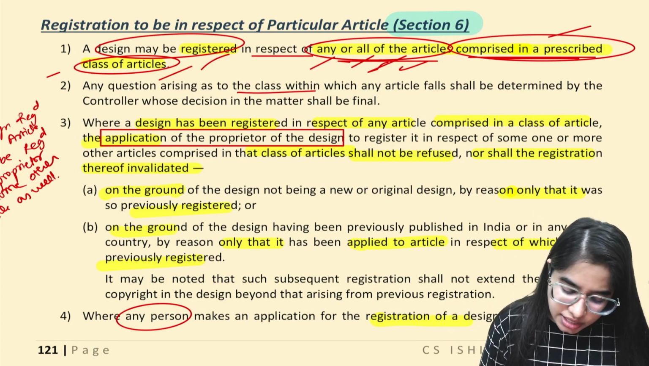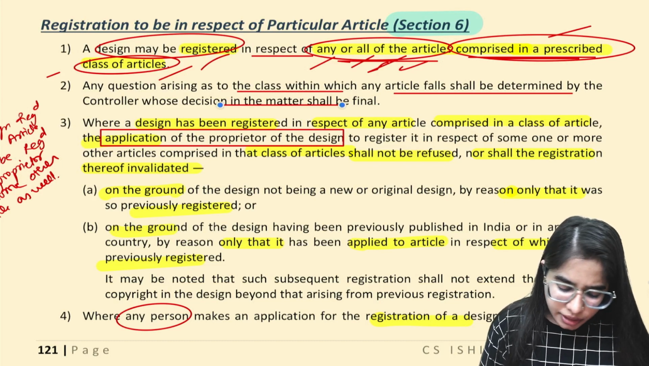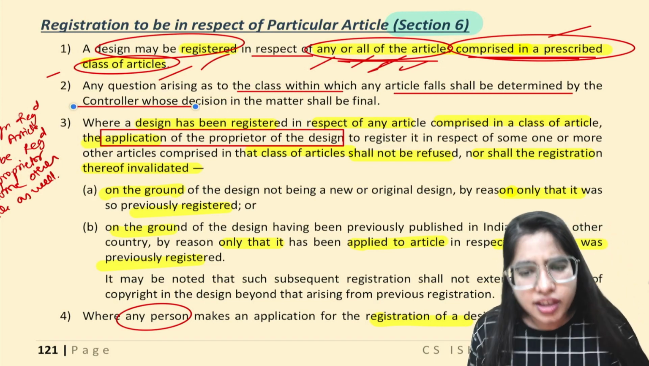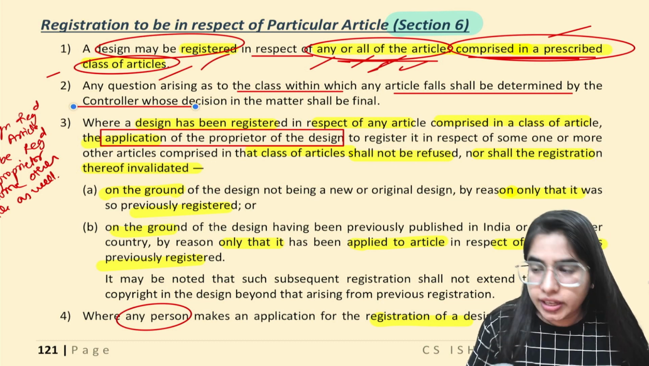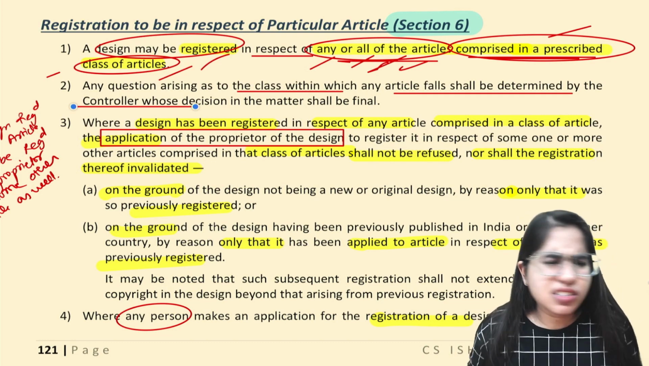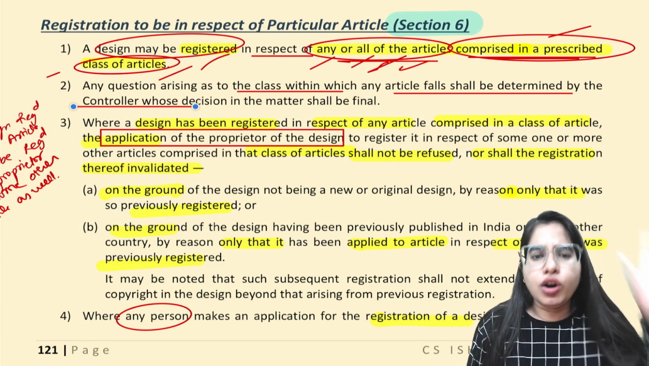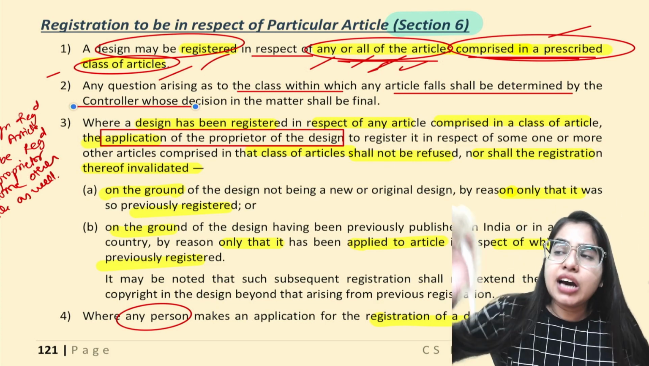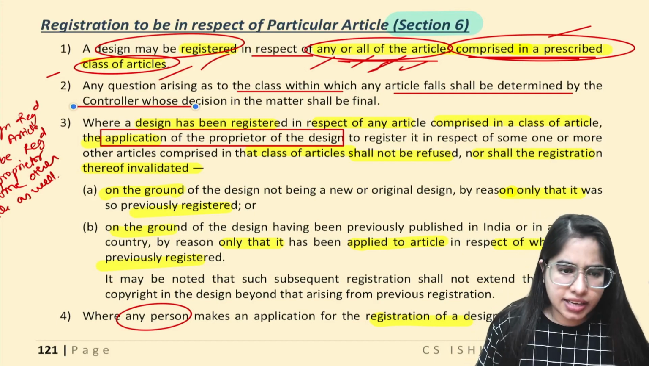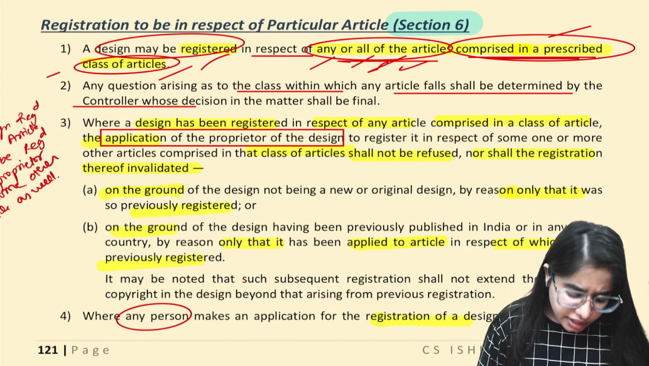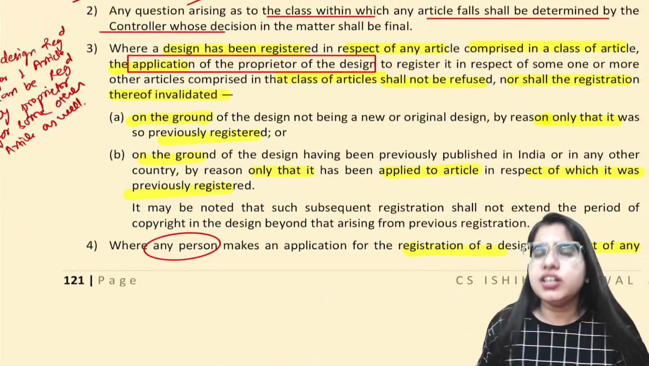A question arising as to which class it will fall in can be determined by the controller. If you are doubtful which class this product will come under, the controller can tell you: your product will come under this class, water bottle will come under this class, car will come under this class. Controller can decide that. Next, here one point is given, the language is a bit typical.